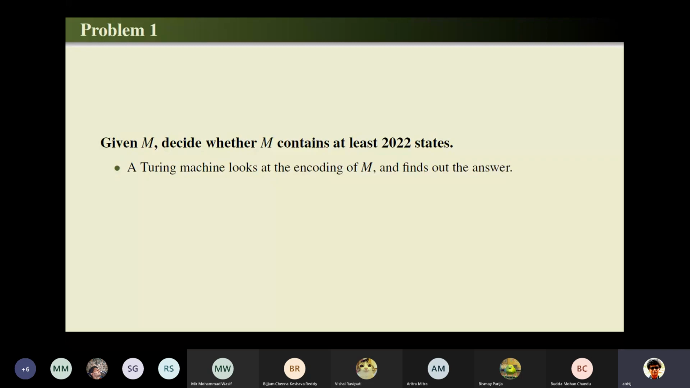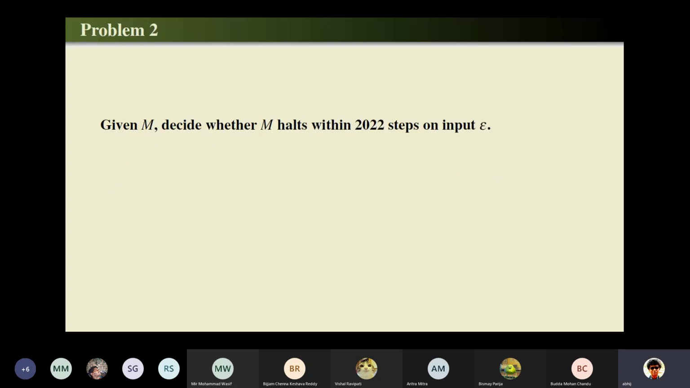Not trivial in that property sense. Of course, a Turing machine will have to decide or semi-decide it. The Turing machine simply looks at the encoding and finds out the answer. And this is definitely a total Turing machine because it just looks at that encoding, finds out the number of states, and compares with 2022. This can be finished in a finite amount of time, irrespective of the input. So this is a decidable property of Turing machines.